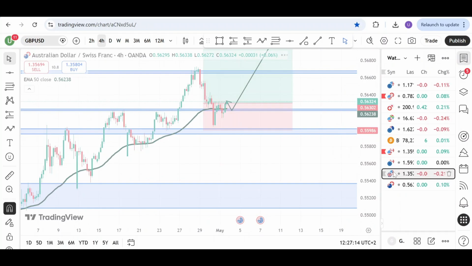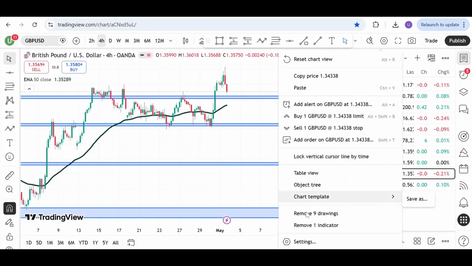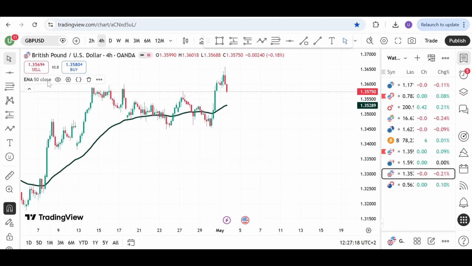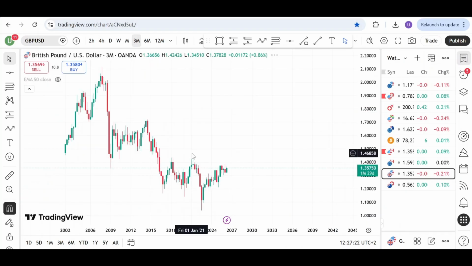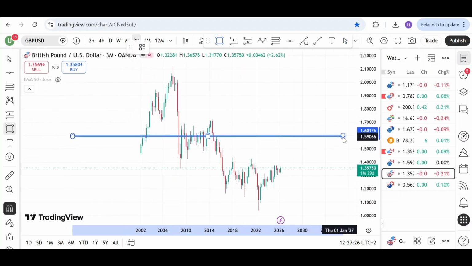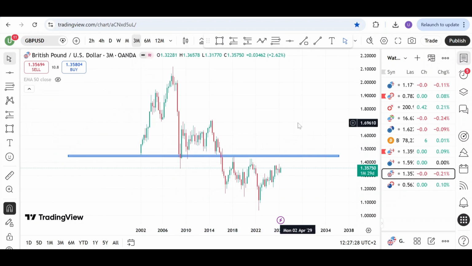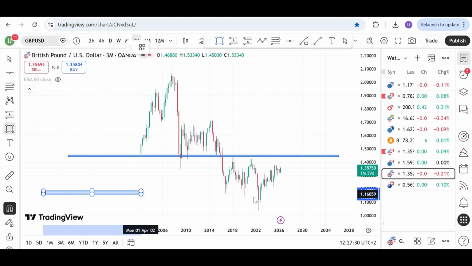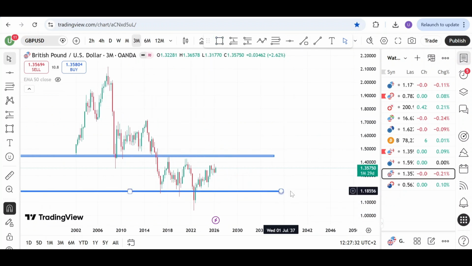AUD/CHF. This is GBP/USD. And let's go and see what's really going on here. As you can see, this is a 3-month time frame, okay? A 3-month time frame, okay? This is a 3-month upper zone. This is also a 3-month lower zone here.